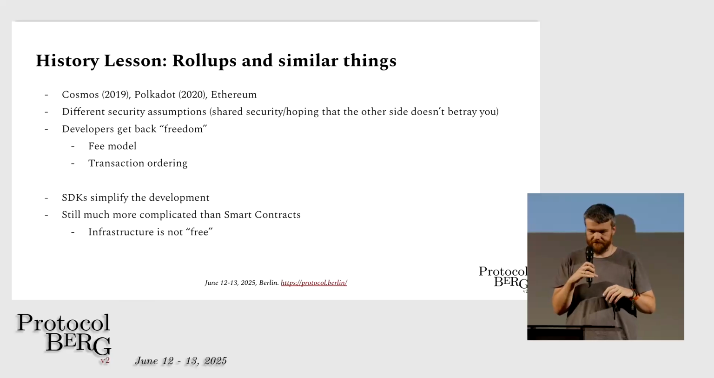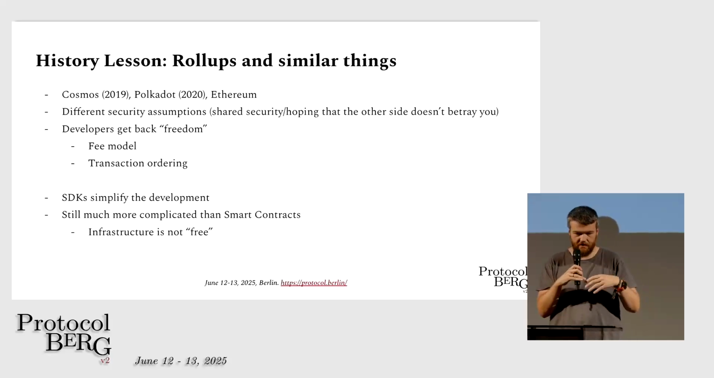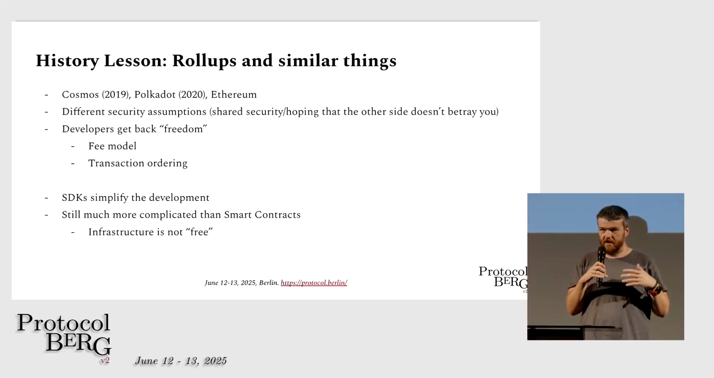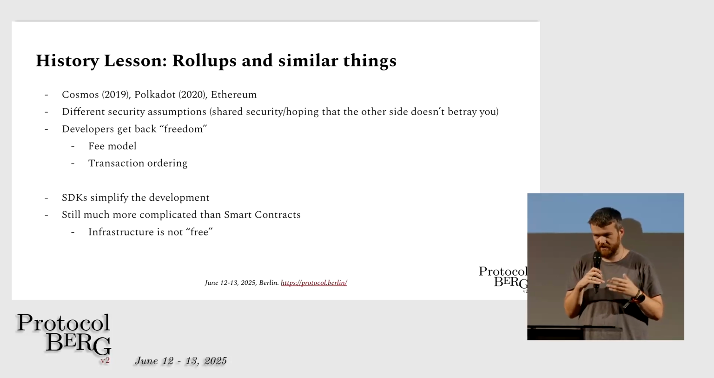So people are going back to these rollups because they want more freedom. They want to decide what the fee model is, what the transaction ordering is. They want to capture the fees, or whatever. To simplify the development of rollups, people started providing SDKs to write a rollup, which makes it easier, but it's still complicated and not as easy as writing a smart contract.